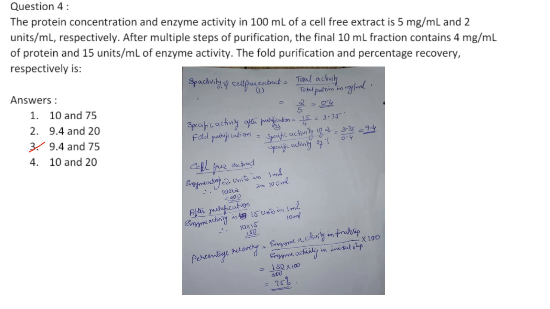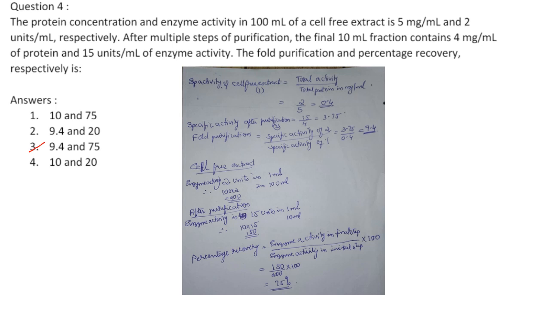Then the protein concentration and enzyme activity in 100 ml of a cell-free extract is 5 mg per ml and 2 units per ml respectively. After multiple step of purification, the final 10 ml fraction contains 4 mg per ml of protein and 15 units per ml of enzyme activity. The fold purification and percentage recovery respectively is. Specific activity of cell-free extract, total activity by total protein in milligrams per ml. Specific activity after purification. Fold purification: specific activity of the second step divided by specific activity of first step. So 3.75 divided by 0.4, that is 9.4.